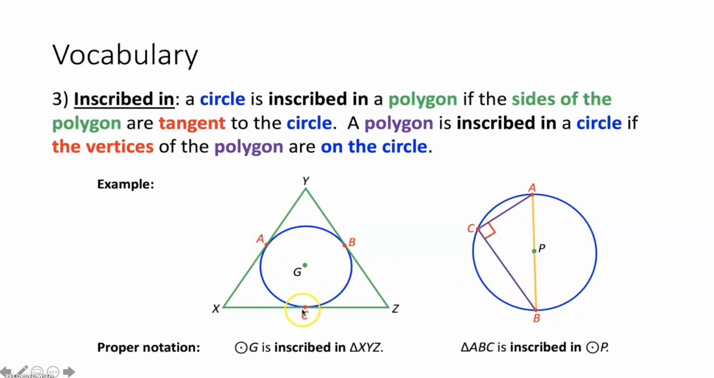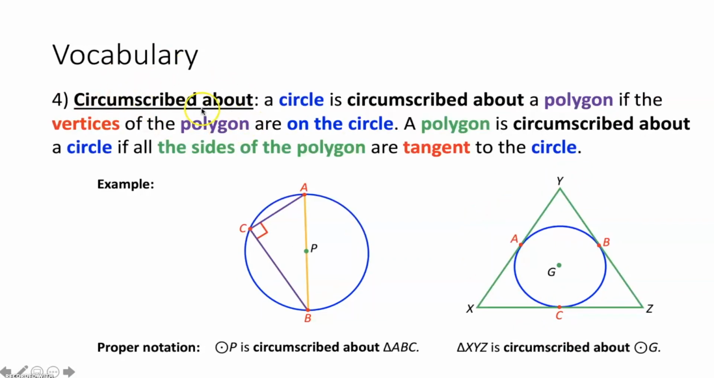Now the second part of this says a polygon is inscribed in a circle, so a polygon here would be triangle ABC. It's inscribed in a circle, circle P, if the vertices of the polygon, points A, B, and C, are on the circle. And you see that each of those points lie on the circle. Therefore, this polygon, triangle ABC, is inscribed in circle P.